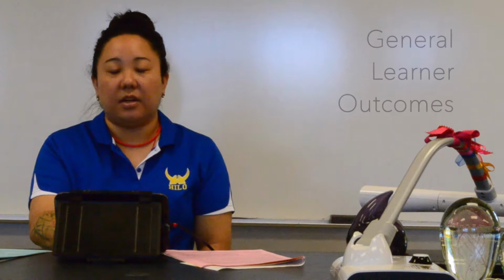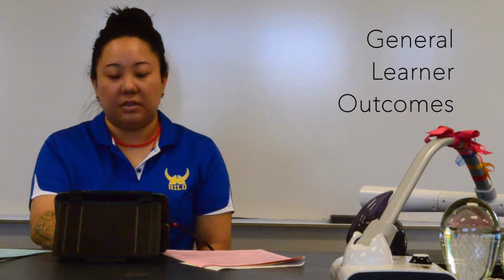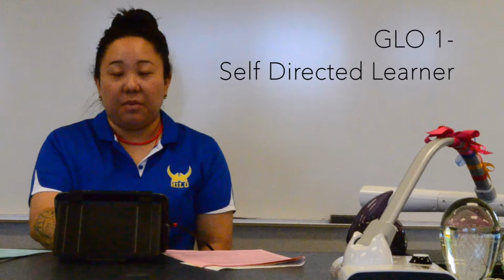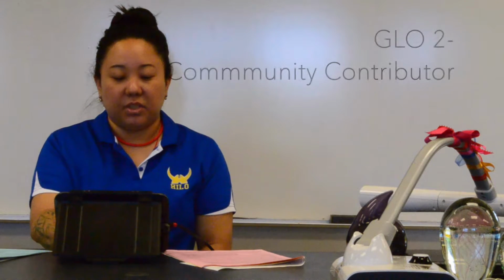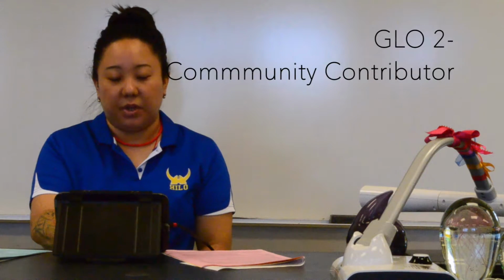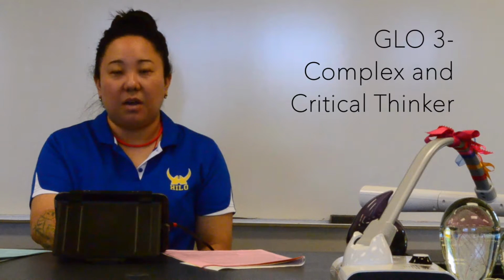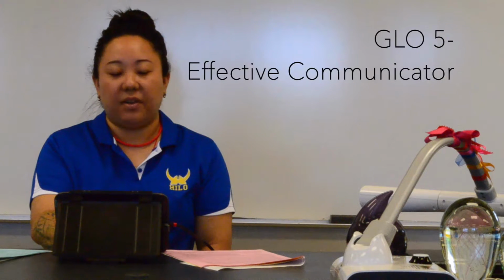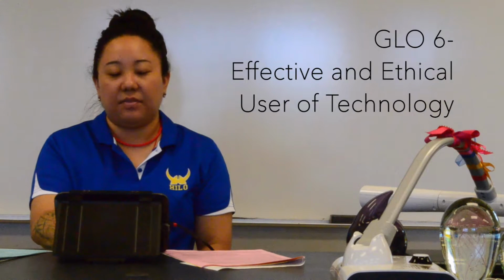We also have our general learner outcomes, GLO. GLO number 1, I am a self-directed learner. Number 2, I am a community contributor. Number 3, I am a complex and critical thinker. Number 4, I am a quality producer. Number 5, I am an effective communicator. And GLO number 6 is I am an effective and ethical user of technology.